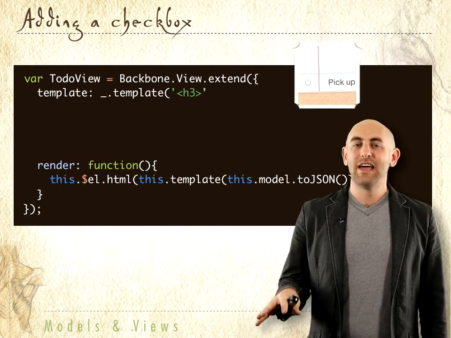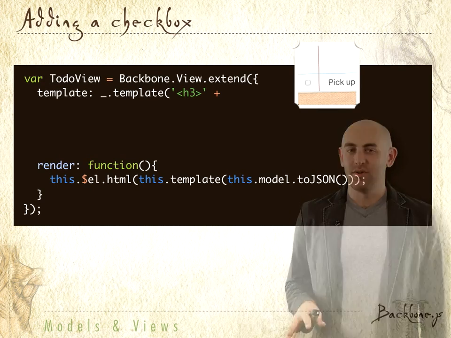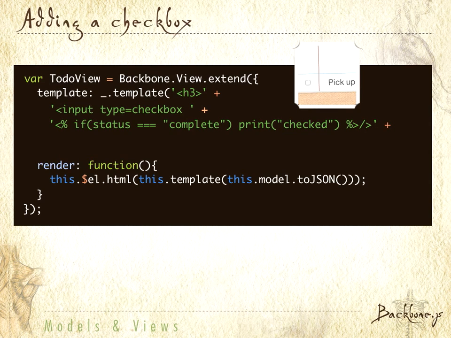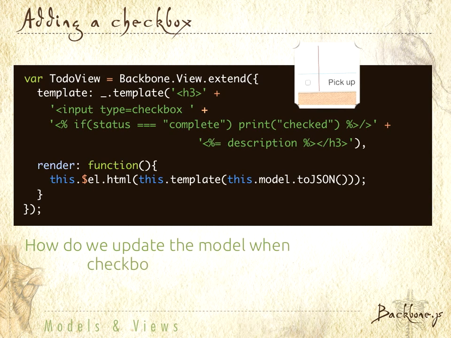So what if we wanted to add a checkbox to this view? We can change the template and add an input of type checkbox, and we're also going to make sure that if the status of our to-do item is complete, we'll go ahead and print checked, so our checkbox is checked. And then we'll finish off with putting our description there like before. So we have our checkbox in our view, but now we want to update our model when that checkbox changes. So how do we do that?